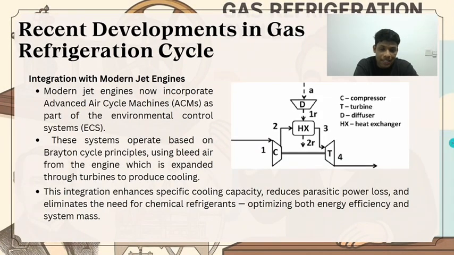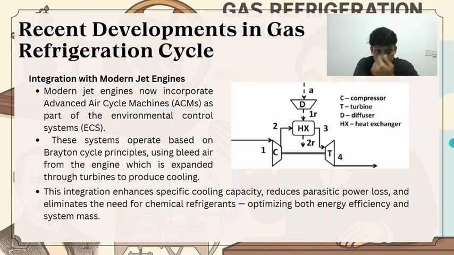Recent developments in gas refrigeration cycles. The first one is integration with modern jet engines. Modern jet engines now incorporate advanced air cycle machines, ACMs, as part of the environmental control systems, ECS. These systems operate based on Brayton cycle principles using bleed air from the engine, which is expanded through turbines to produce cooling. This integration enhances specific cooling capacity, reduces parasitic power loss, and eliminates the need for chemical refrigerants, optimizing both energy efficiency and system mass.